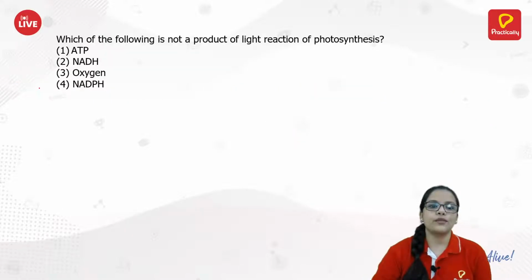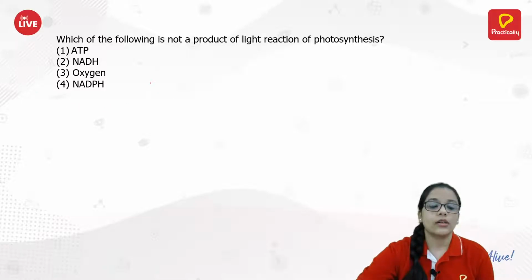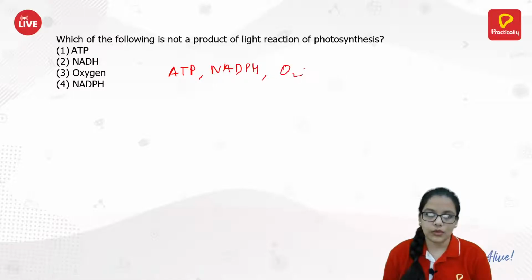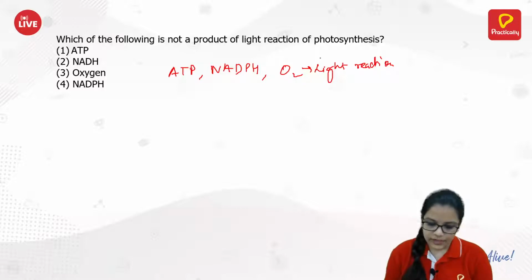Next, which of the following is not a product of light reaction in photosynthesis? Let's see. Light reaction forms ATP and NADPH, and oxygen is a product of light reaction, whereas NADH is actually a product of respiration.